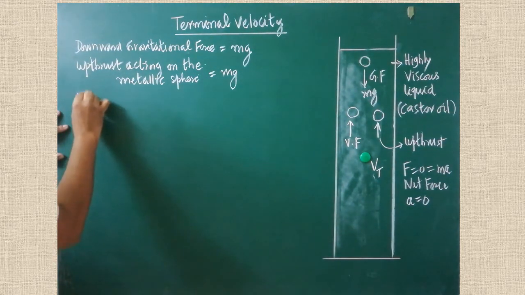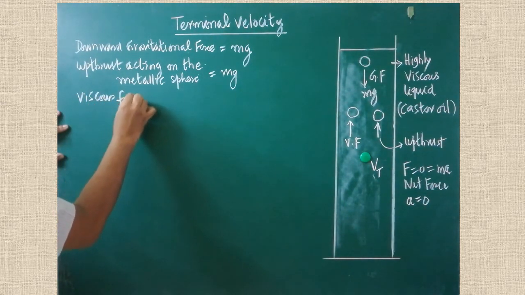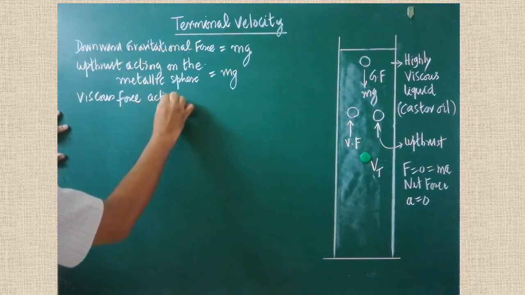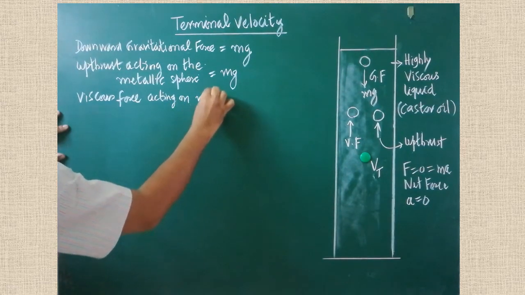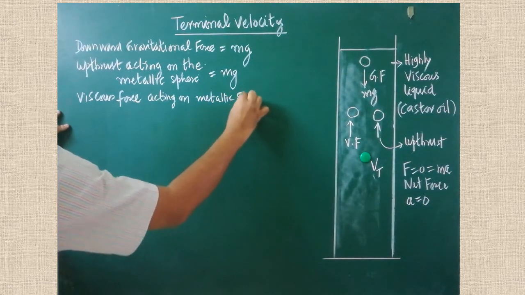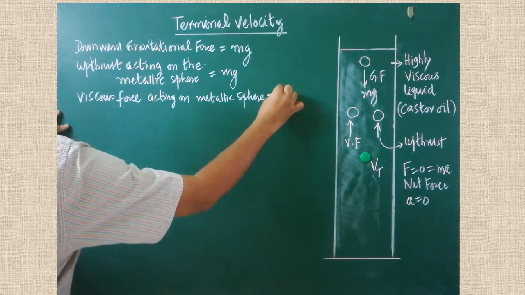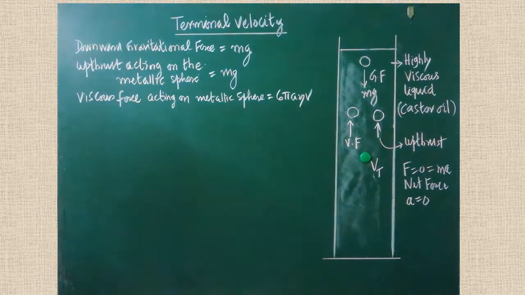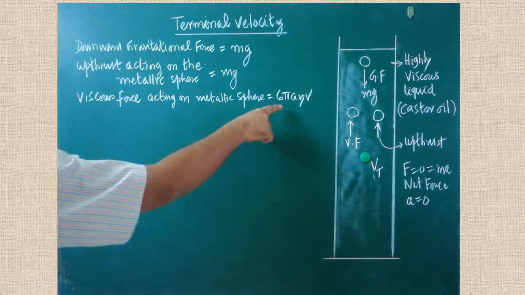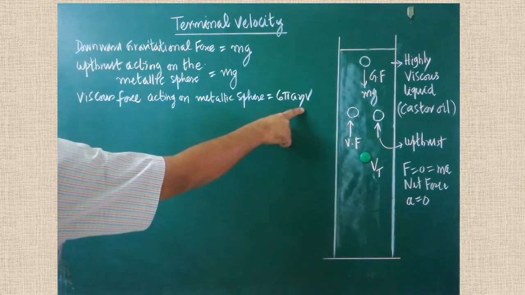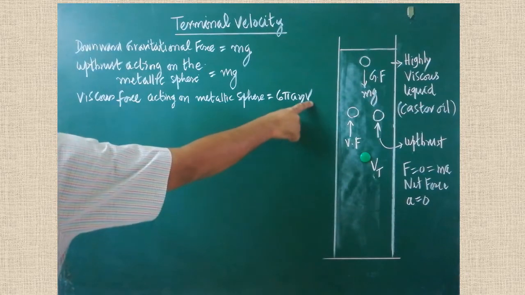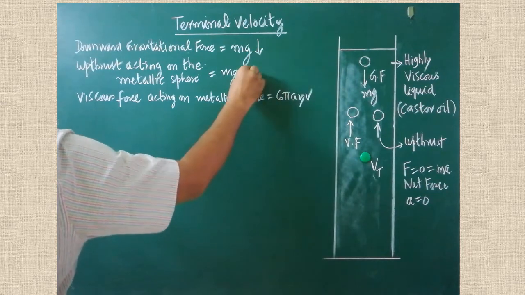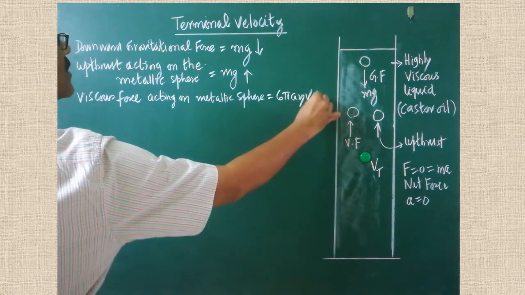Viscous drag. Viscous force, otherwise it can also be called viscous drag, acting on the metallic sphere can be written with the help of Stokes formula. Are you clear? 6 pi a eta v is the expression for viscous force. This is from Stokes formula. a is the radius of the sphere, eta is called the coefficient of viscosity of the liquid, v is called terminal velocity. Are you clear? This one is acting in the downward direction, this one is acting in the upward direction, this one also acts in the upward direction.